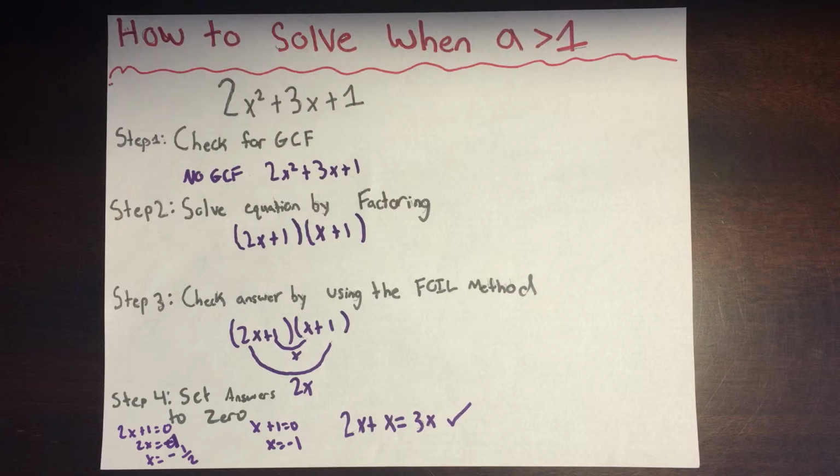So 1 times x is x, and 2x times 1 is 2x. And then you'll do 2x plus x equals 3x, so it's correct. And then you want to set your answers to 0 to find the values of x. So 2x plus 1 equals 0, and x plus 1 equals 0. And then it'll be 2x equals negative 1, so x will equal negative 1 half, and then x will equal negative 1.